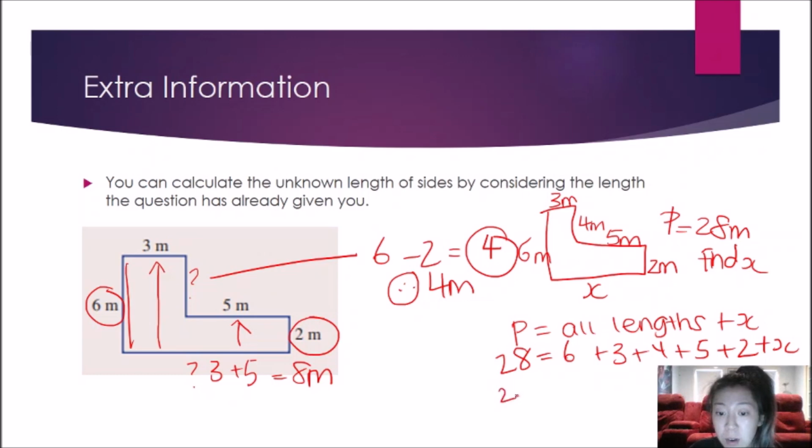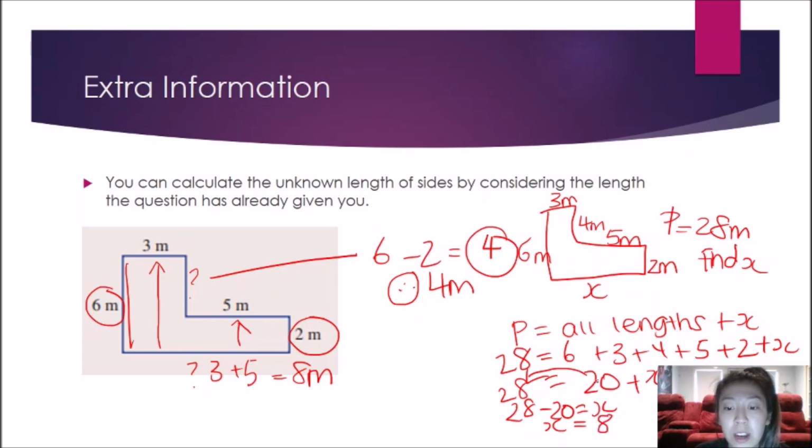So we could do 28 equals, so 6 plus 3 is 9, 9 plus 4 is 13, 13 plus 5 is 18, and 18 plus 2 is 20. I usually like my X's on the other side, so I'll rewrite it. 28 minus 20, when you carry the 20 over. X equals 28 minus 20, which is 8.